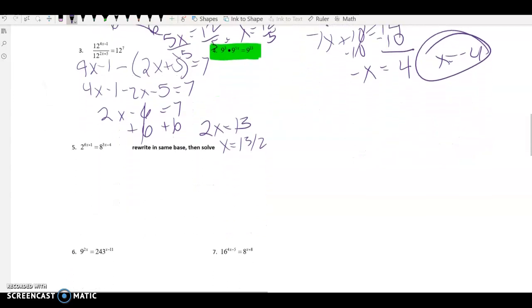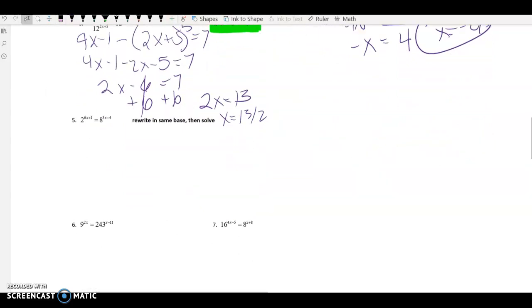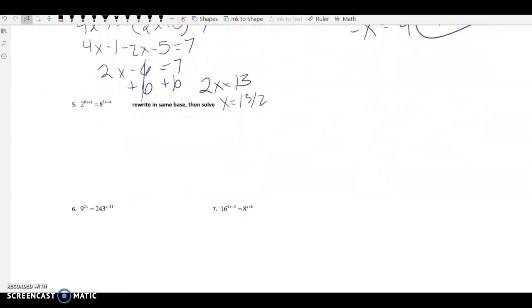Okay, number 5 switches gears. Number 5, we don't have the same base. So I need to think about how I can get these to have the same base. Here I have 2. For this other one, I need to figure out a way to make this 8 a 2. How can I do that? Well, I can write that as 2 to the 3rd power. So I have 2 to the 6x plus 1. Since I raised this to the 3rd power, I'm now in parentheses going to have it to 3x minus 4.